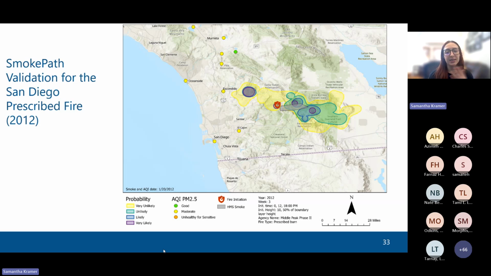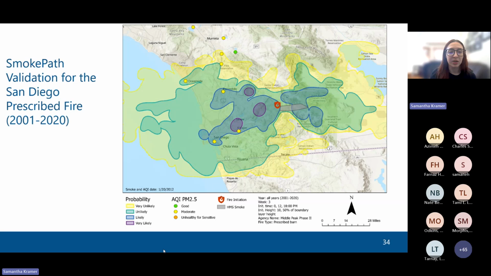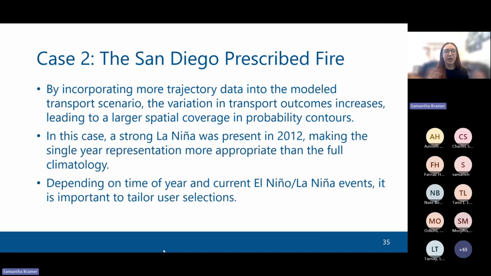So in this case, I do think HMS smoke here shows that Western movement of the smoke. And we did capture that for 2012 and those probabilities. And again, that's with a full week representing a single day fire. But in this case, because of that dominating weather pattern, 2012 being a major La Nina year, that weather pattern was actually different than what you would accumulate over that 20-year period in terms of possibilities.